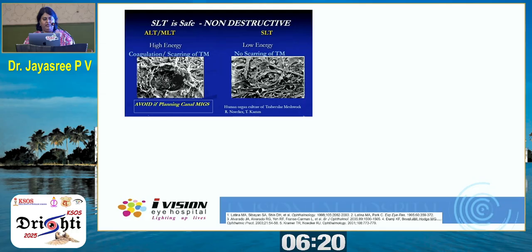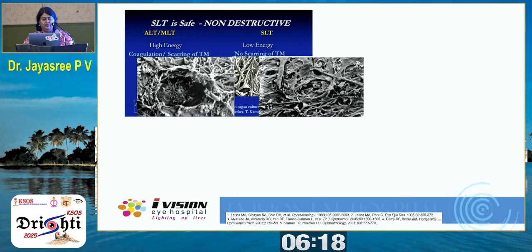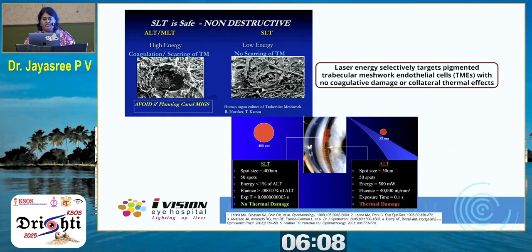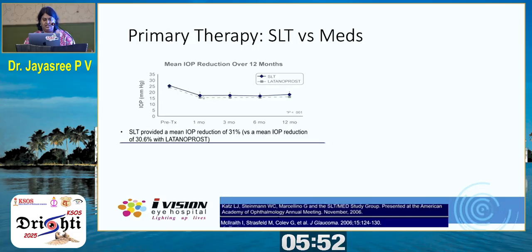We are familiar with two types of laser. The earlier one was the ALT, which produces coagulation and scarring of the trabecular meshwork, and there is restriction. The later one, the SLT, is non-destructive because it selectively targets the pigmented trabecular meshwork endothelial cells, and does not produce any coagulative damage or collateral thermal damage. So even repeat surgery is possible beyond this selective laser trabeculoplasty.